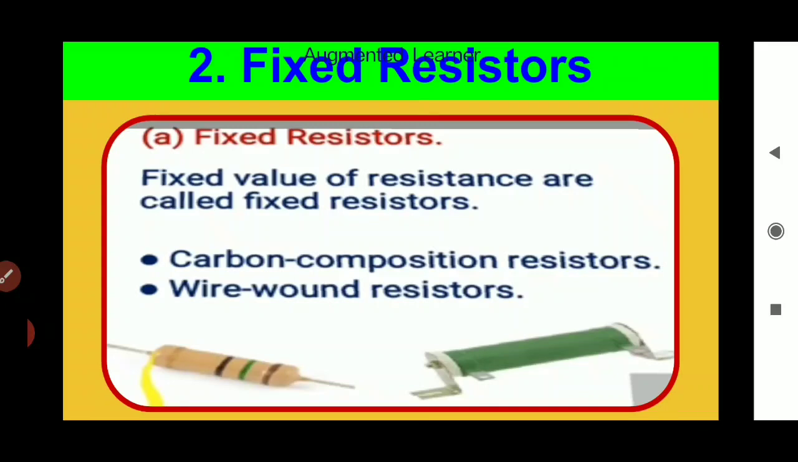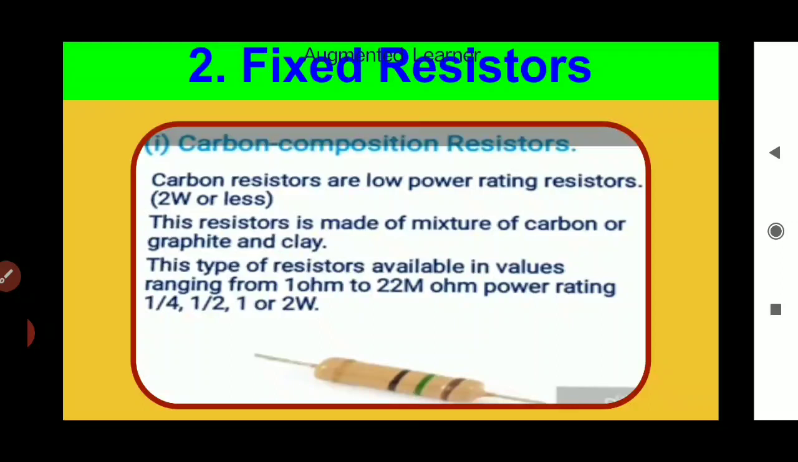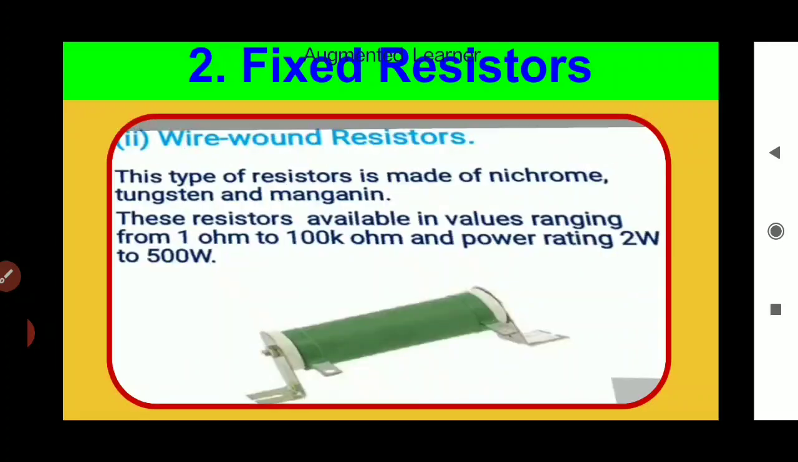Now, fixed resistors. Fixed values of resistance are called fixed resistors. These are of two types: carbon composition resistors and wire wound resistors. First, carbon composition resistors. Carbon resistors are low power rating resistors, 2 watt or less. This resistor is made of a mixture of carbon or graphite and clay. This type of resistor is available in values ranging from 1 ohm to 22 mega ohm, with power ratings of 1/4, 1/2, 1 or 2 watt.